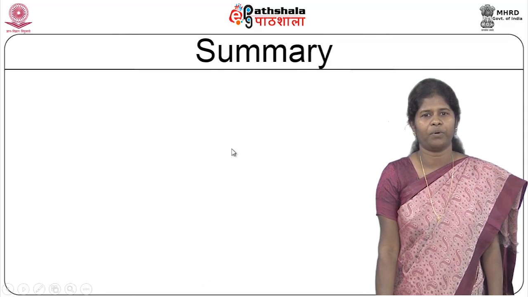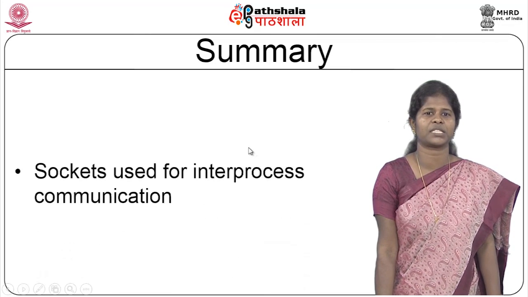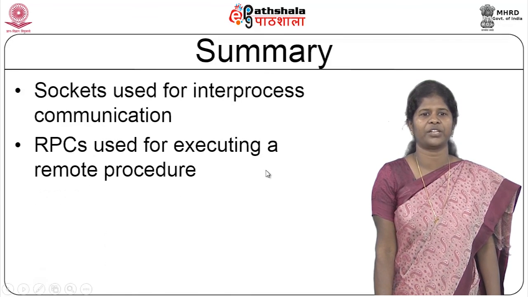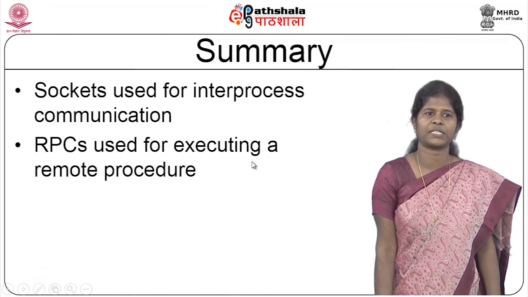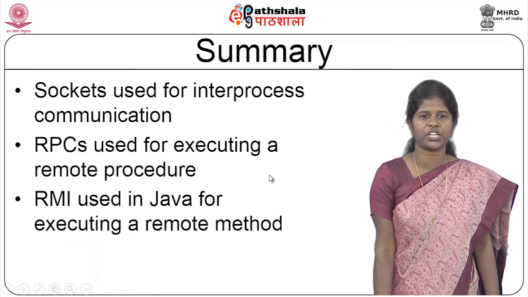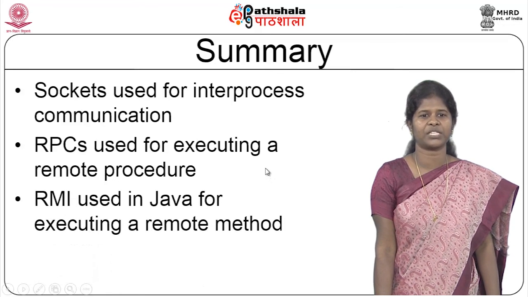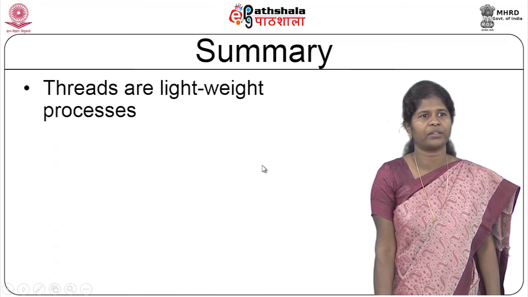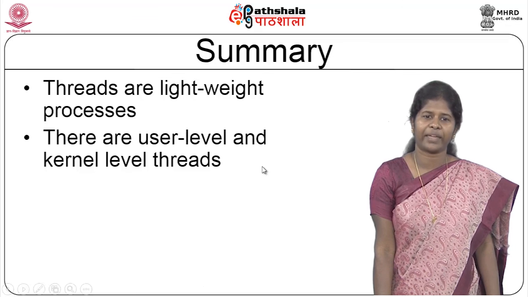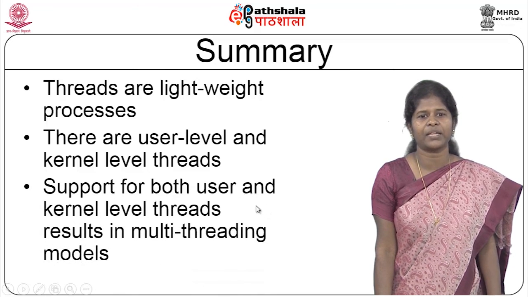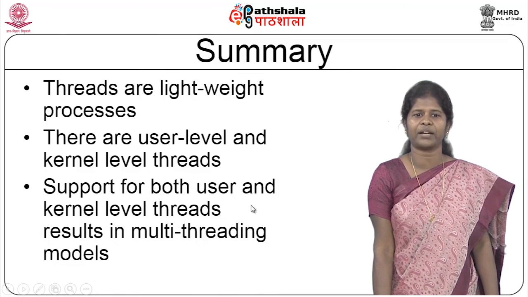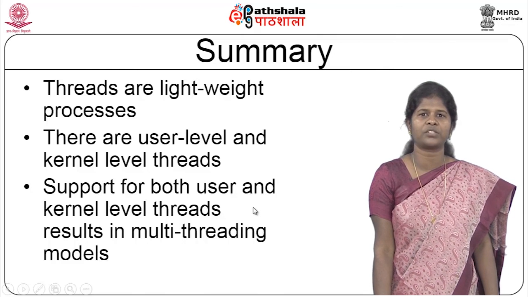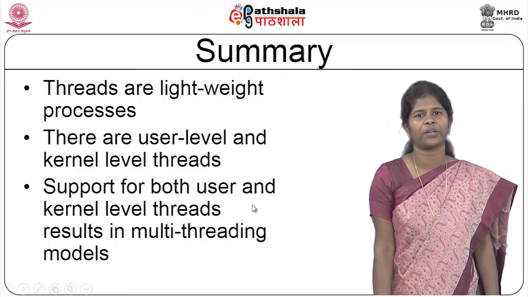So, I will summarize whatever we have learnt in this class. We learned that sockets can be used for inter-process communication, and we saw that RPCs can be used to execute a remote procedure, and RMI is used in Java for executing a remote method. And then we learnt that threads are lightweight processes, they can be user-level and kernel-level threads, and there is support for both user and kernel-level threads, which results in multi-threading models like many-to-many, one-to-one, one-to-many, and so on. So, thank you.